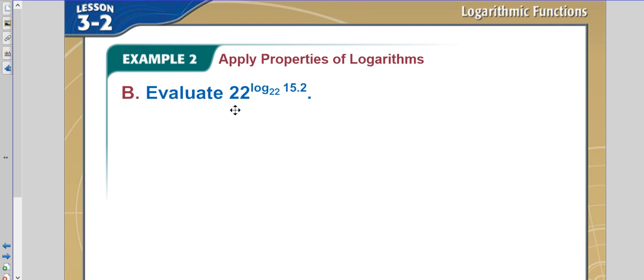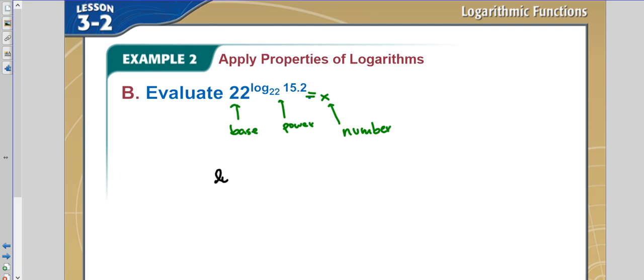Okay, notice we have it in a different form. This time, this is the base. This is the power. We need to set it equal to x over here, which would be the number. So this is starting in exponential form this time. So we're going to convert it to log.